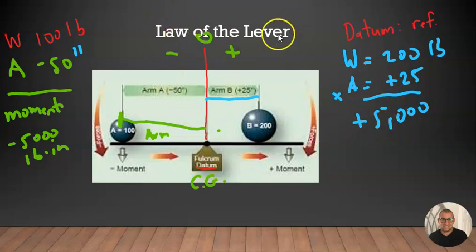So what the law of the lever tells us is, when you calculate the moments on either side of the balance point or the CG, if you add them together and they give you 0, then it's balanced. Right at the 0 position, it's balanced. So it's negative 5,000 plus 5,000 equals 0. So that means this checks out.